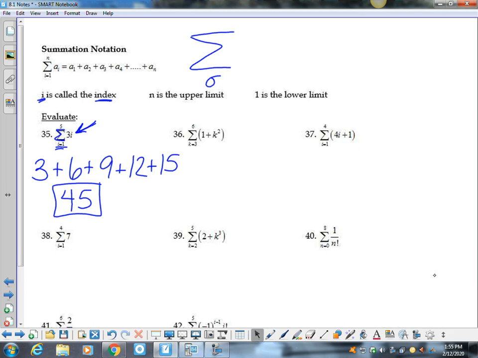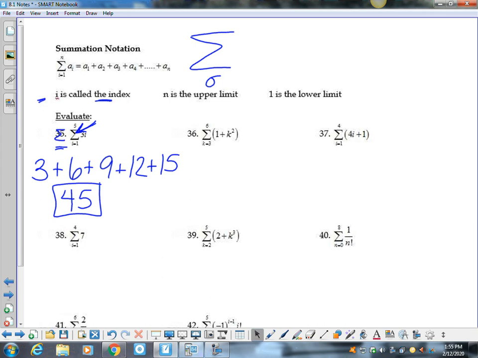Okay, so let's try 36. So 36 says I'm going to start with a 3. I'm going to go all the way to 6, and this is what I'm doing to those numbers. So let's start with a 3. So I'm going to plug a 3 in here. So that would be 1 plus 9. So that's a 10. Then the plus sign, again, because that's what the sigma means. So now I'm going to try 4. So plug 4 in, that'd be 1 plus 16. Then I'm going to plug a 5 in. And then I'm going to plug a 6 in. And then I'm going to add all those together and get 90.